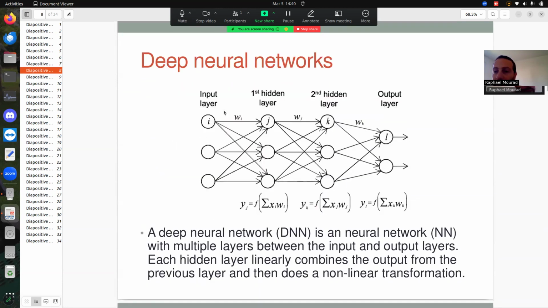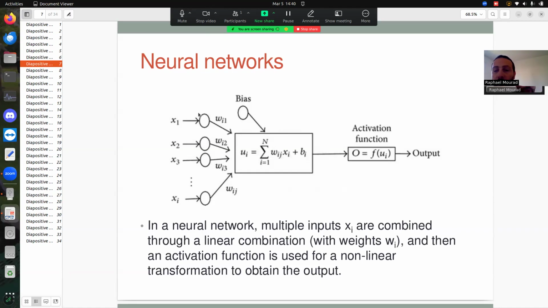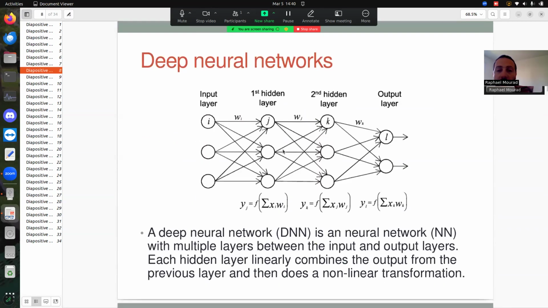But then you can stack different layers. So for instance, here you only have one neuron. Here you have multiple input features, and you just have one neuron. Here you can have multiple neurons. So here it's one layer containing many neurons, okay?